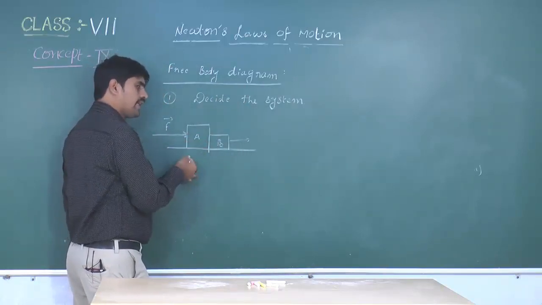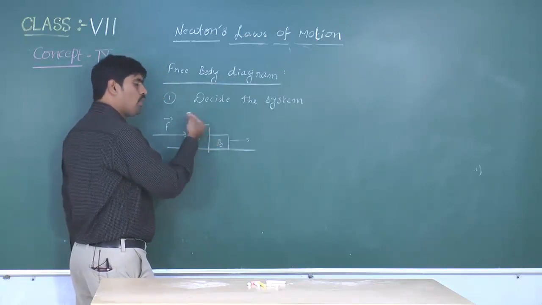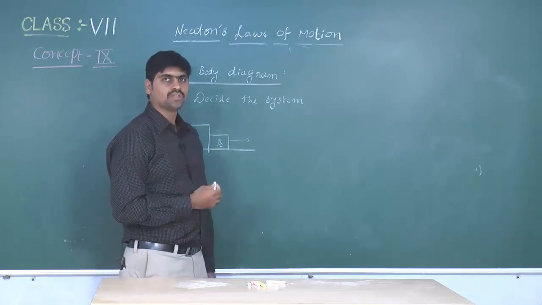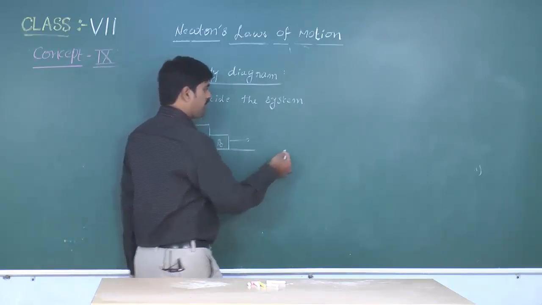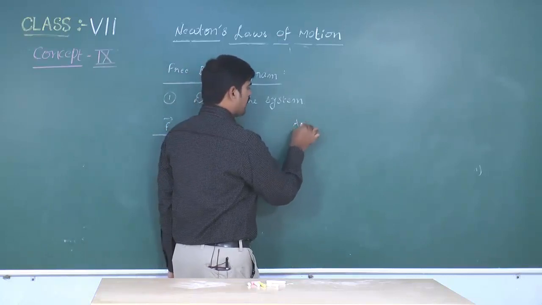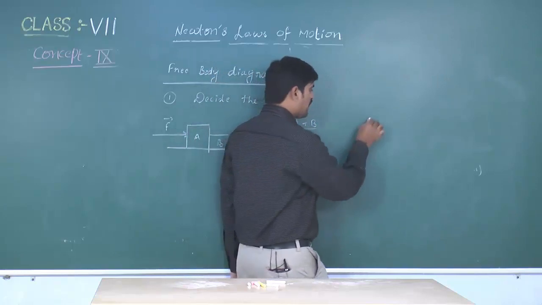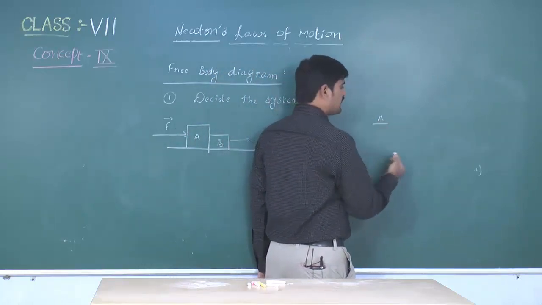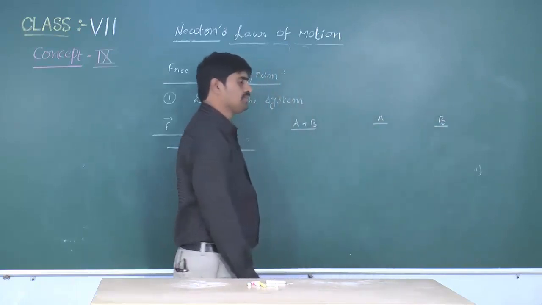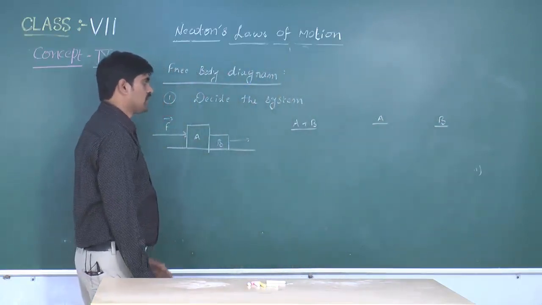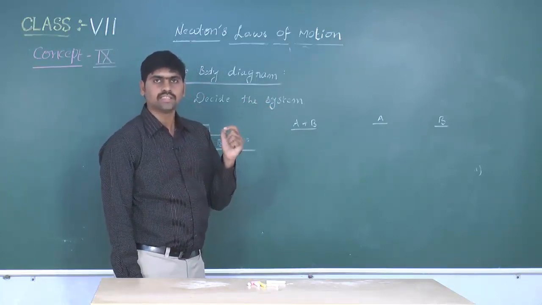Here you can take A as a system or B as a system or hold together A plus B also as a system. So here, I am taking, as you wish, A plus B as a system. You can take A also as a system and B also as a system. That is our wish. So in solving the problems, first you decide the system.